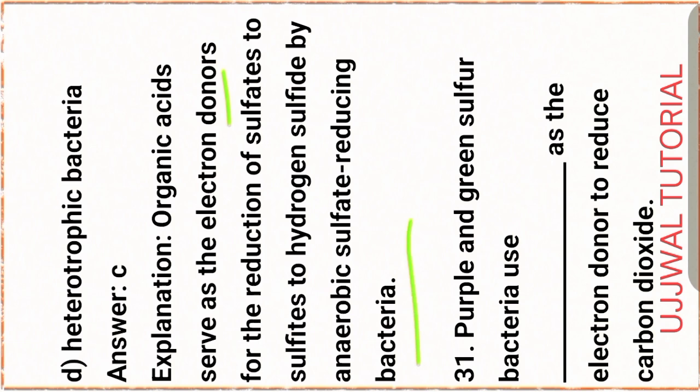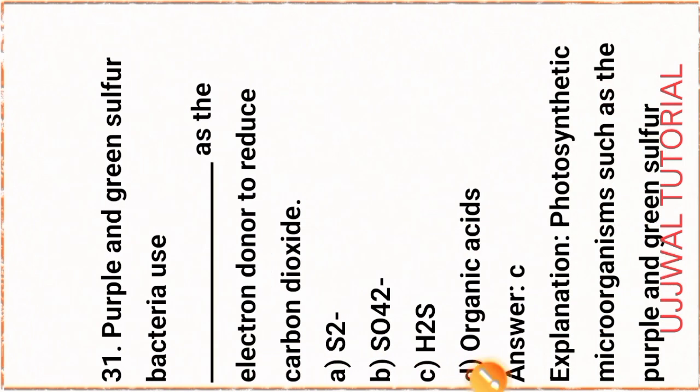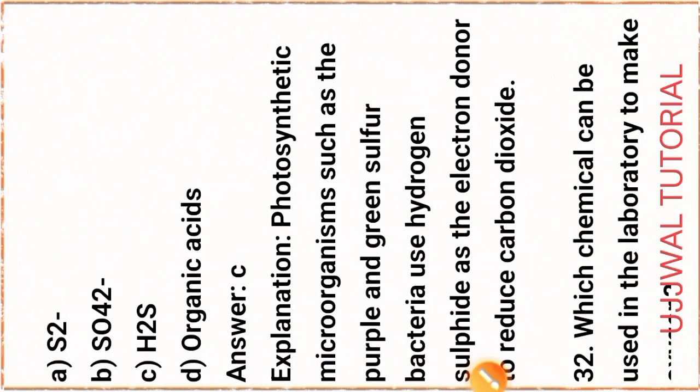Next question, number 31. Purple and green sulfur bacteria use dash as the electron donor to reduce carbon dioxide. Let me explain this part: answer C, H2S. Photosynthetic microorganisms such as purple and green sulfur bacteria use hydrogen sulfide as the electron donor to reduce carbon dioxide.